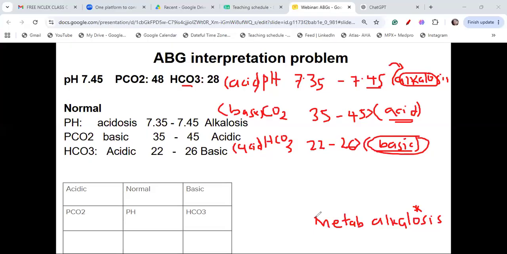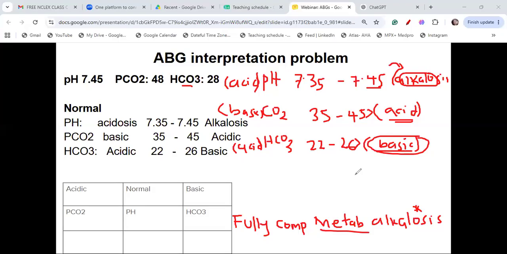alkalosis. Now, to introduce a bit of compensation, I said you look at the following. If your pH is normal, then you talk about full compensation. So our pH in this case, it's normal. So this is fully compensated. Metabolic, not respiratory, metabolic alkalosis.